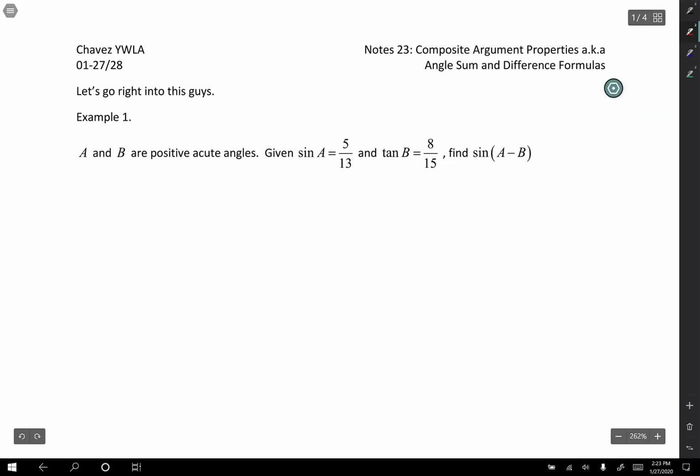So we've been calling these composite argument properties, but they're also known as angle sum and difference formulas. Why are they known as angle sum and difference? Well, because look, we're finding the difference of some angles.